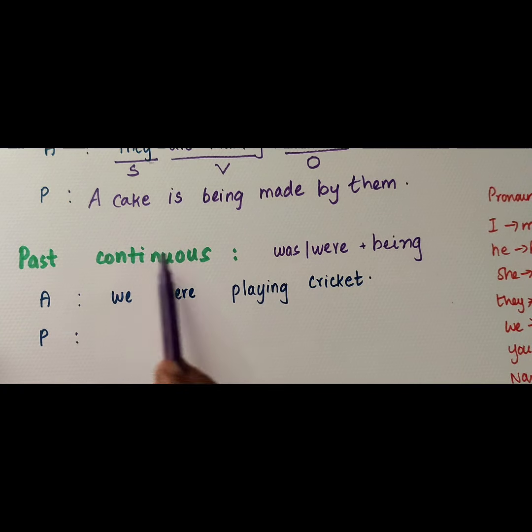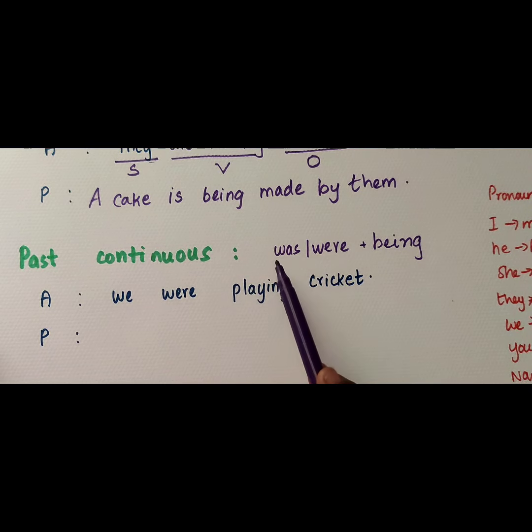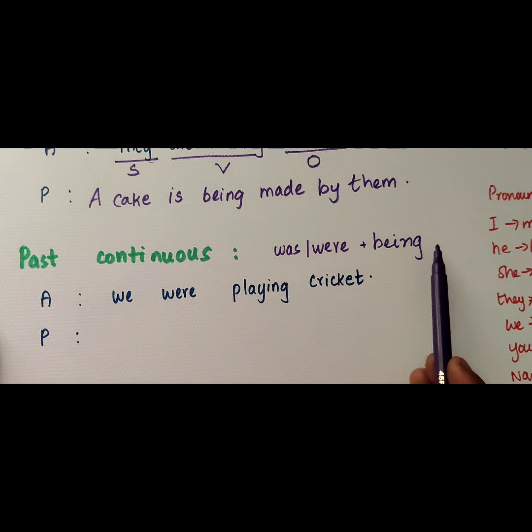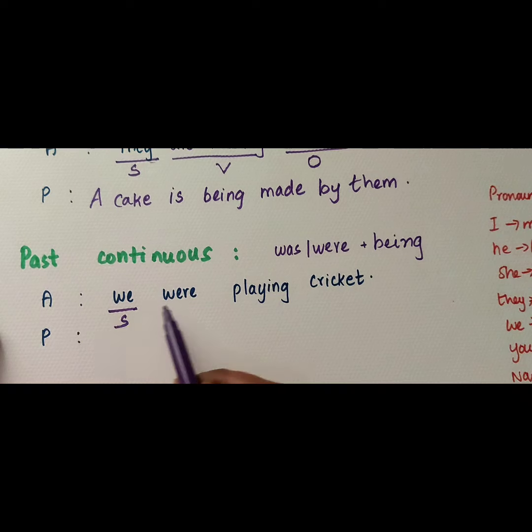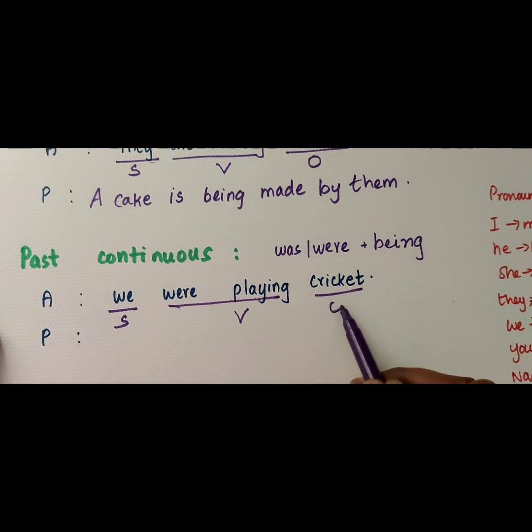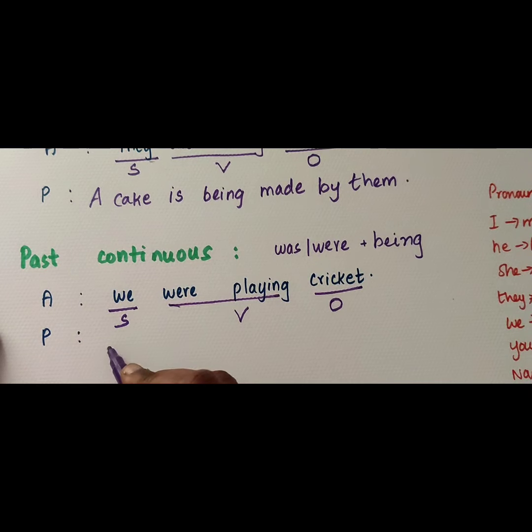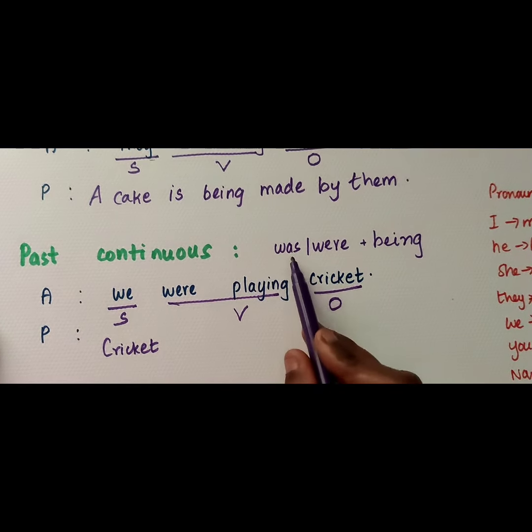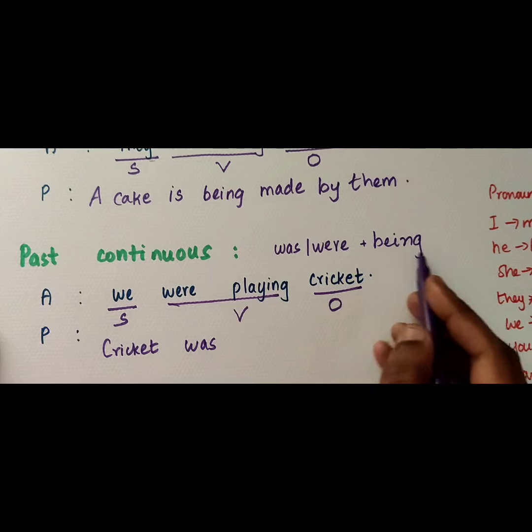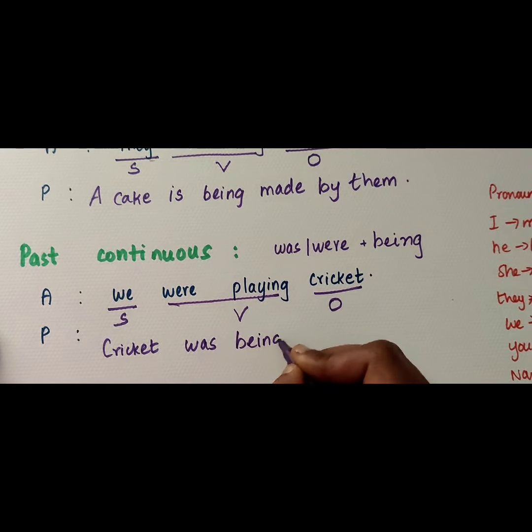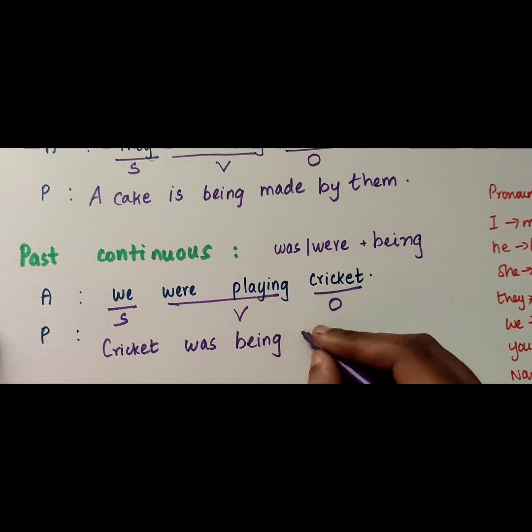Similarly, for the past continuous form, you will have was or were plus ing. It has to be changed to was or were plus being plus by. Okay, first step, identify the subject, verb, object. Object comes first. So here, cricket. Cricket is singular or plural? It is singular. So choose was. Cricket was being. Third form of play is played.